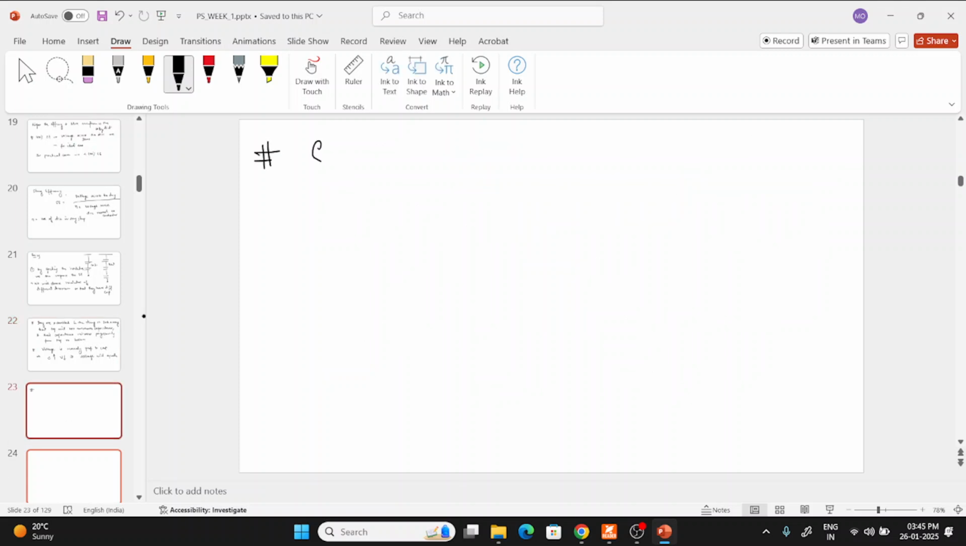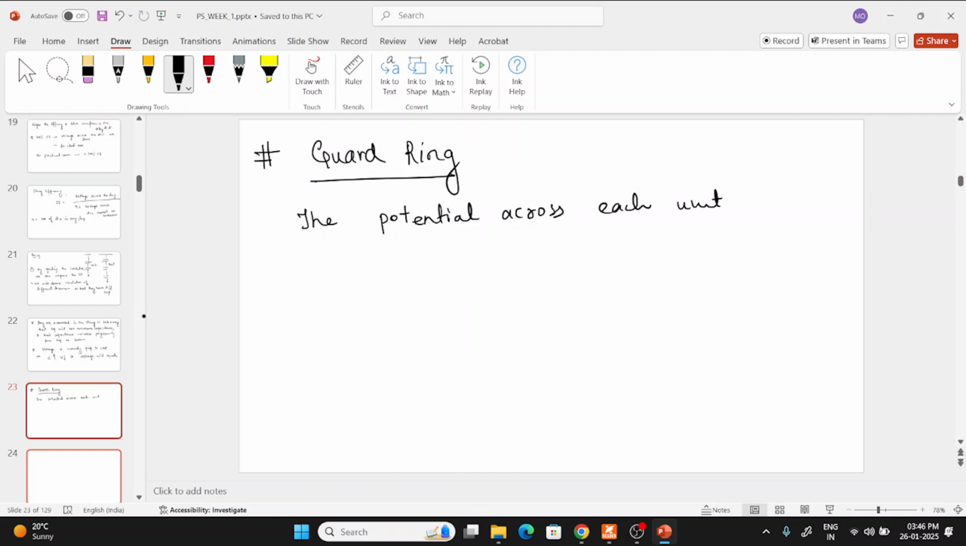Another method to increase the efficiency is by using a guard ring. So basically the potential across each unit is equalized. What is our aim? Our aim is to equalize the voltage across the disk by using a guard ring.